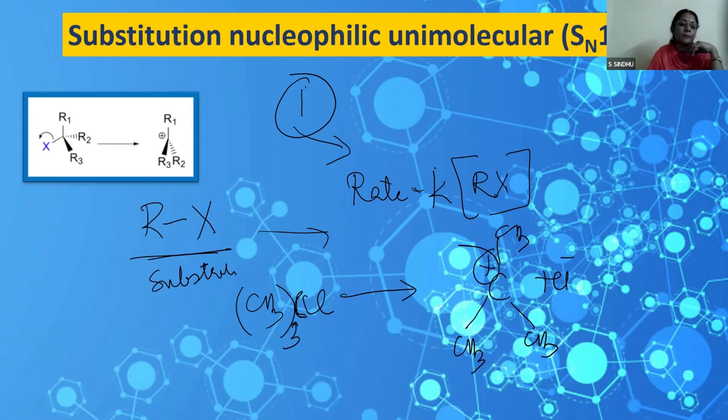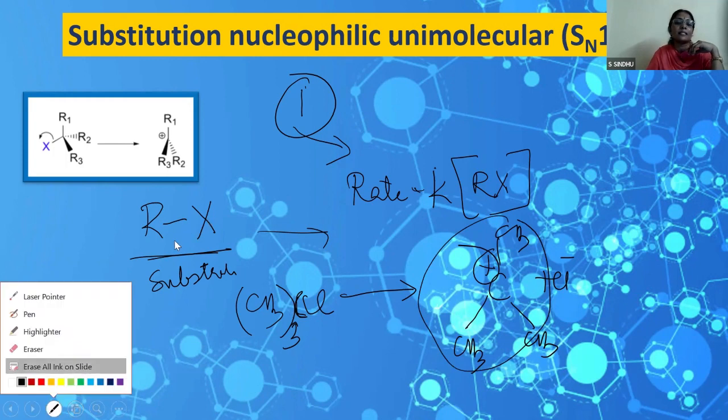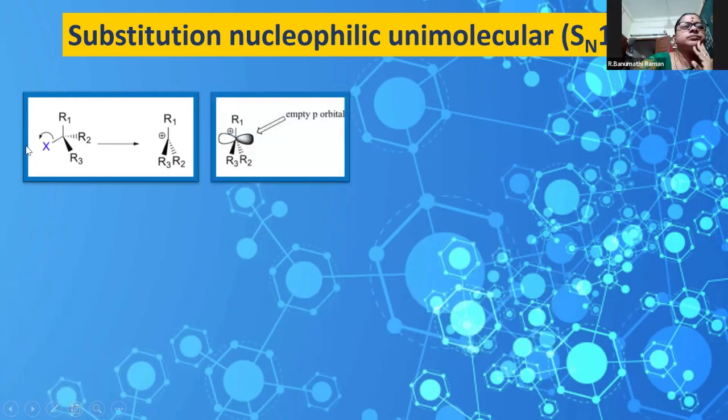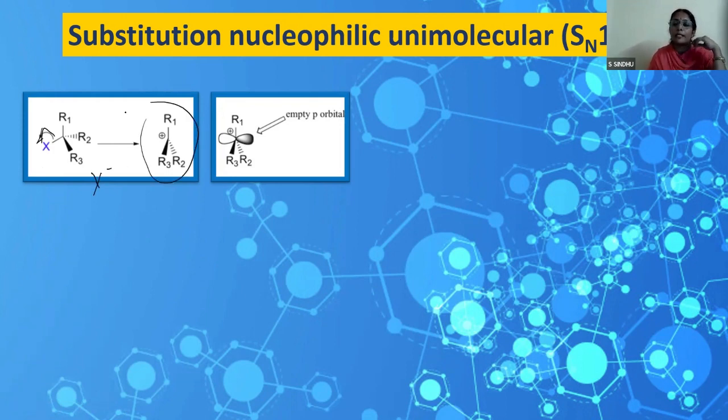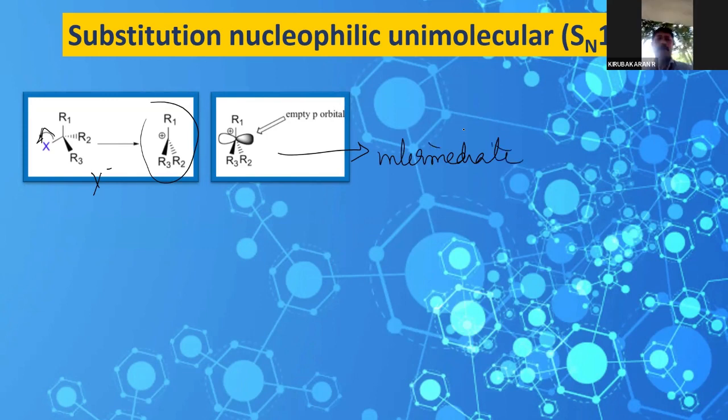So here, the first step is shown. X is the leaving group here. X moves out as X minus, and we have R1, R2, R3 as the groups there, and the carbon coming in. So carbocation is formed. In this case, the first step gives out what is formed? Carbocation. We are getting an intermediate carbocation, is it not? Yes, we have a carbocation formation here.